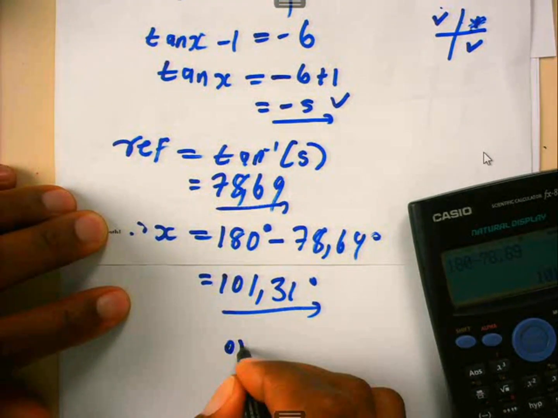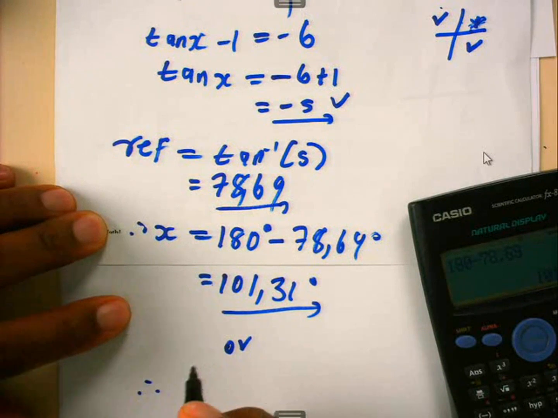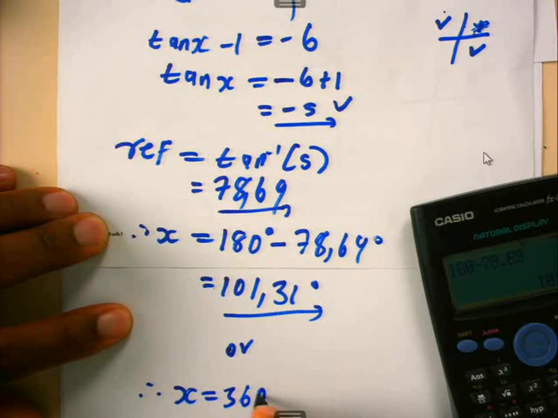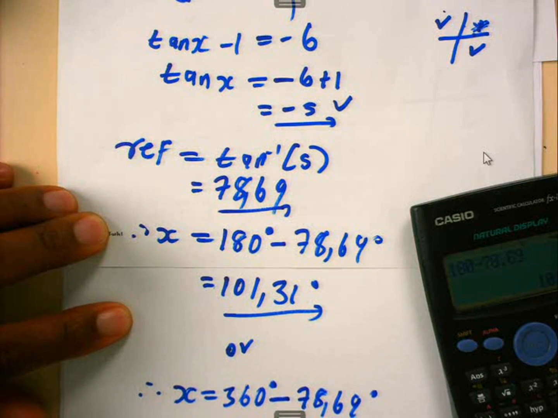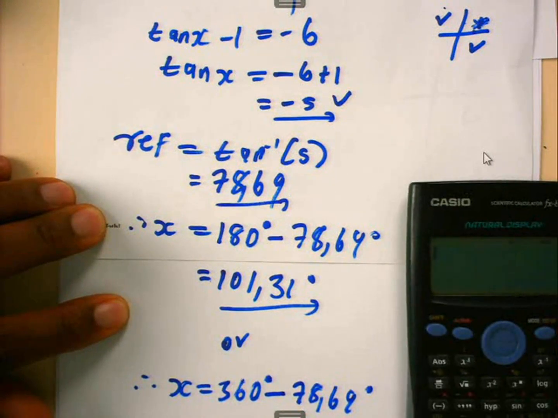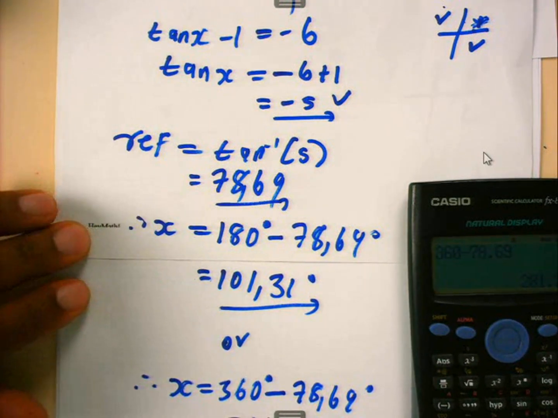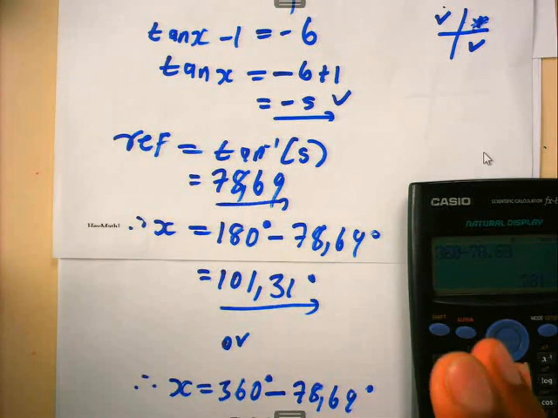That is the first solution that we have, which is in the second quadrant. The other one, which is in the fourth quadrant, will be x is equal to 360 degrees minus the reference angle, which is 78,69 degrees. Now we check, 360 degrees minus 78,69, then the answer that we have is 281,31.